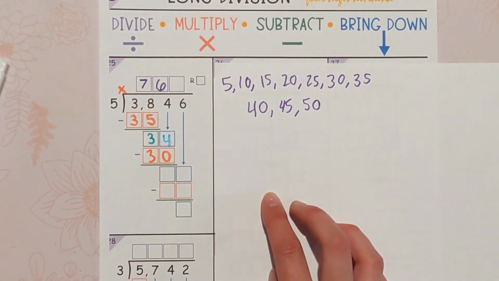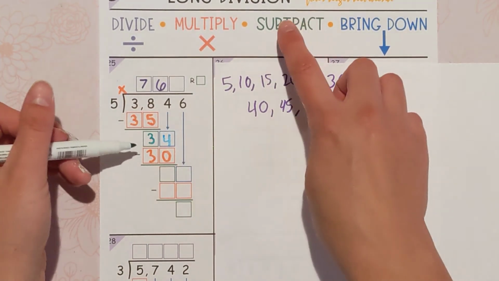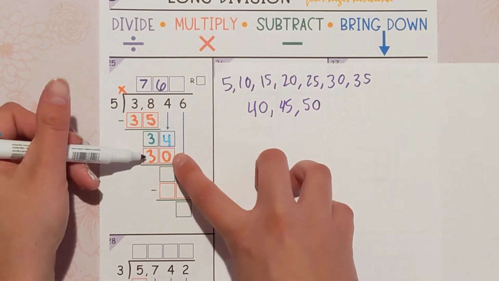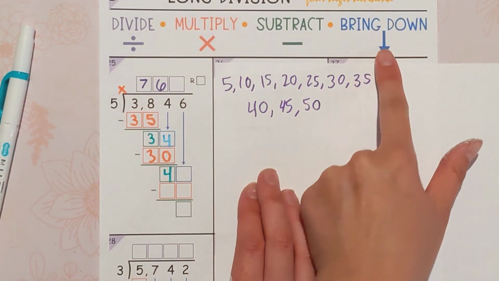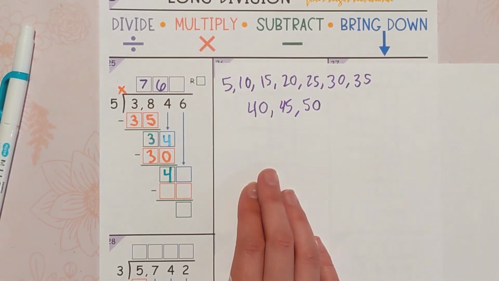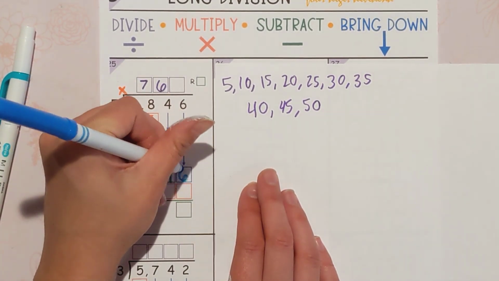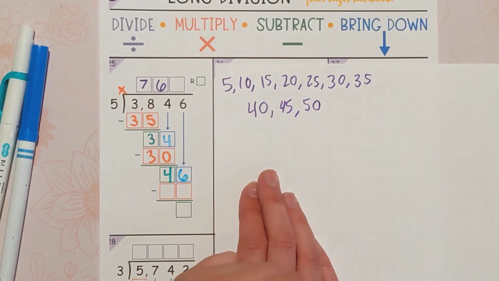All right, what is our next step? We're going to do subtract. So 34 minus 30, which is 4. Now we're going to bring down. What number are we bringing down? The 6.